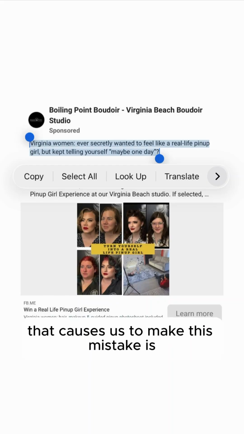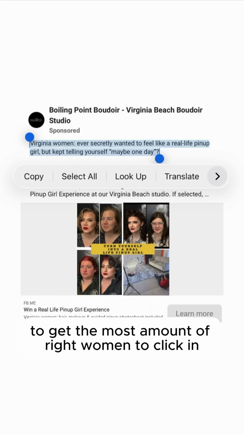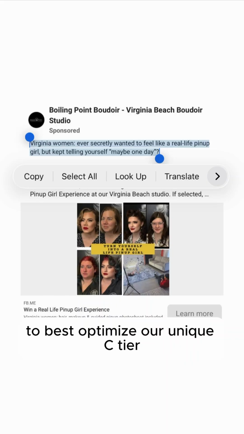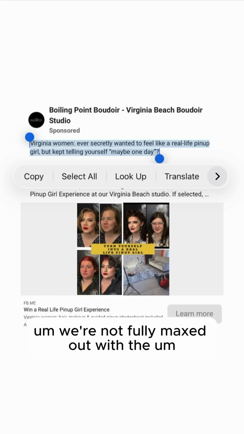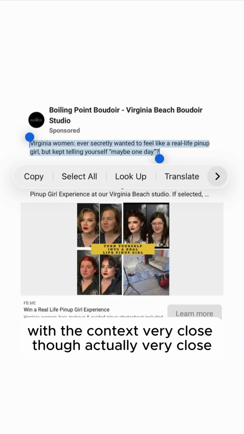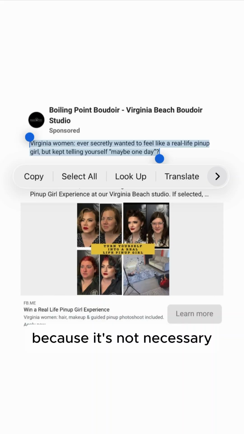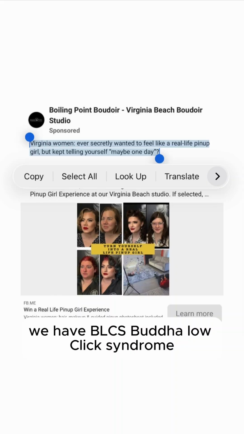So the false belief that causes us to make this mistake is that we've optimized the most amount of context to get the most amount of right women to click in and the most amount of wrong women to scroll on by, to best optimize our unique CTR at a point above 6%. We're not fully maxed out with the context. Very close though, actually very close. So the consequence of this is way more women are going to be scrolling by our boudoir Facebook ads than necessary, pulling our unique CTR under 6%, and actually increasing the probability we have BLCS, boudoir low click syndrome.